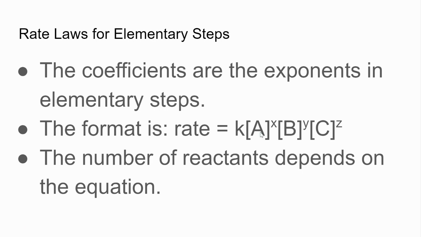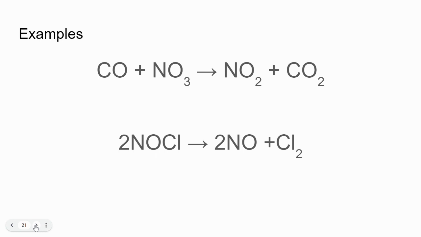The number of reactants you put in this rate law depends on the molecularity, the type of equation that you're looking at. If there's only 1 reactant, you would stop here. If there's 2 reactants, you would include both A and B. If there's 3 reactants, you would have to include all 3. So let's figure out the rate law for these elementary steps. They're not from the same equation, but they are elementary steps.